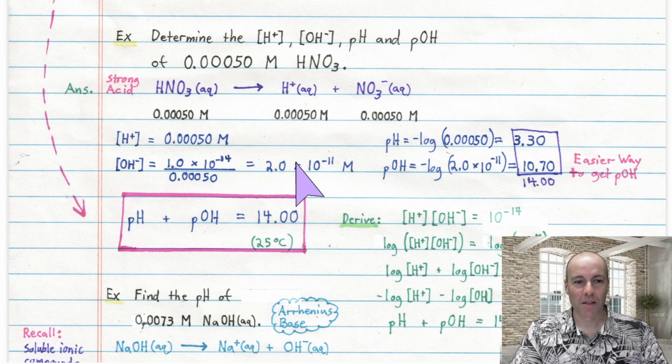Since we have the two concentrations, we can calculate the pH and the pOH. The pH is the negative log of the proton concentration, so you plug that in and you get 3.30.